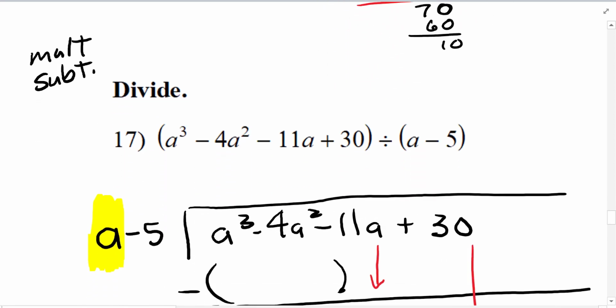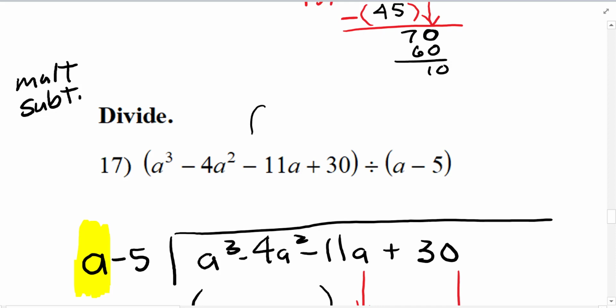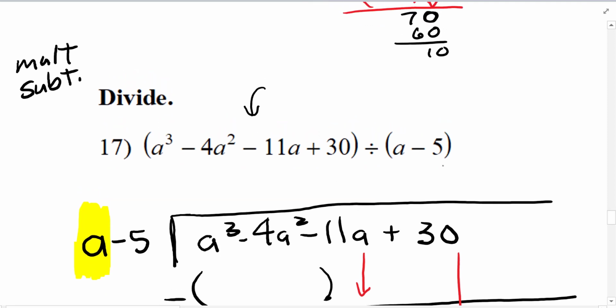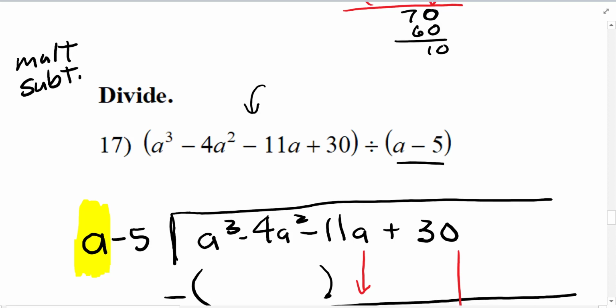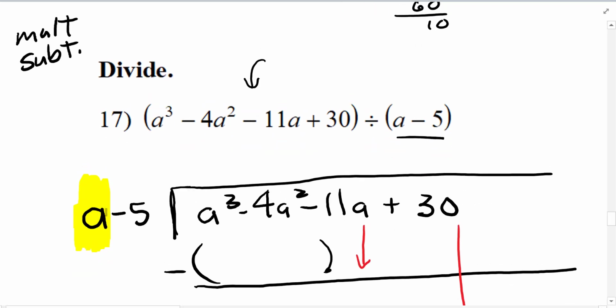So it's a very similar process. What you're going to do is, this goes underneath the divide sign, the dividend, and the divisor, a subtract 5, this right here, is on the outside. But what you're going to focus on the entire time is asking yourself, how many times does a go into something? So a times what is a cubed? You could even do this: a to the first times what equals a cubed? Well, a squared, and you're going to line it up into the a squared place value, right?